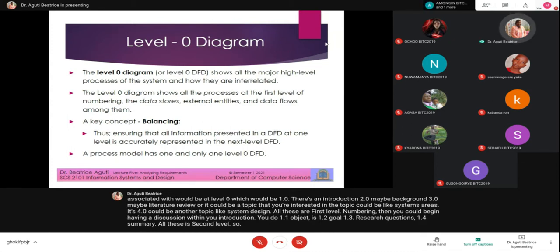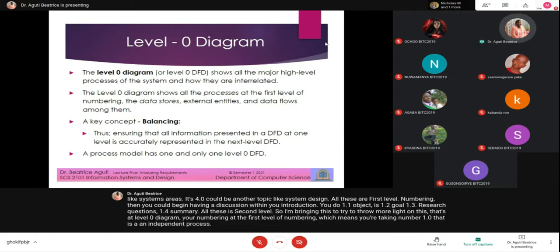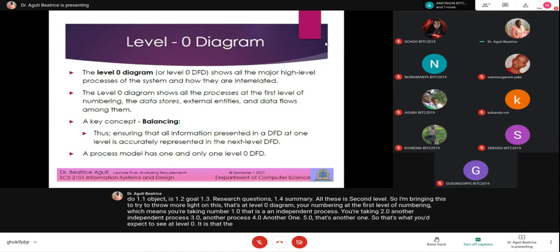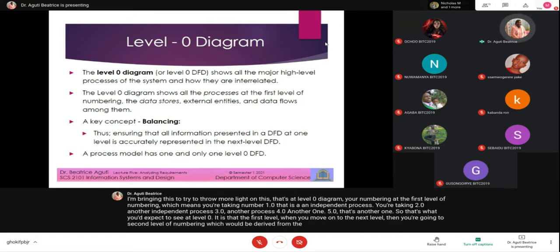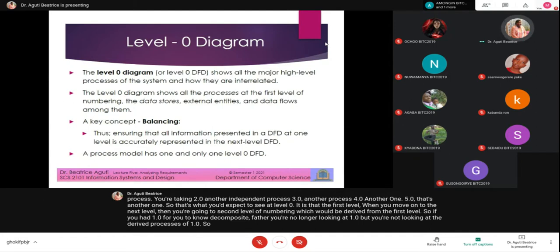So I'm bringing this to throw more light on this: at level zero diagram, you're numbering at the first level of numbering, which means you're taking number 1.0, that is an independent process. You're taking 2.0, another independent process. 3.0, another process. 4.0, another one. 5.0, that's another one. So that's what you'd expect to see at level zero. It is at the first level. When you move on to the next level, you're going to the second level of numbering, which would be derived from the first level. So if you had 1.0, for you to now decompose it further, you're no longer looking at 1.0, but you're now looking at the derived processes of 1.0. So you'd have 1.1, 1.2, 1.3, 1.4, 1.5, and so on and so forth.